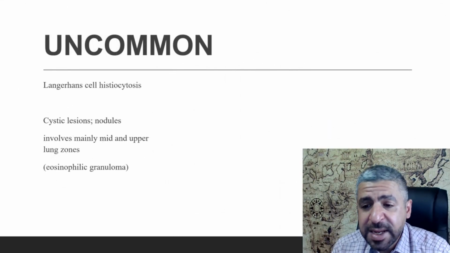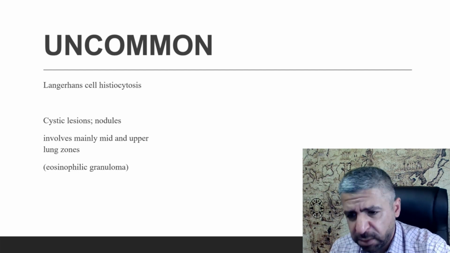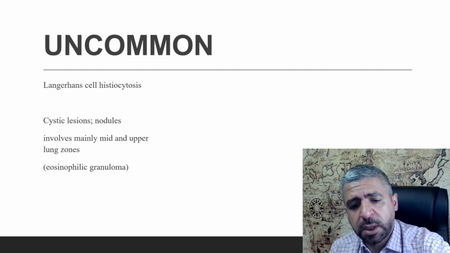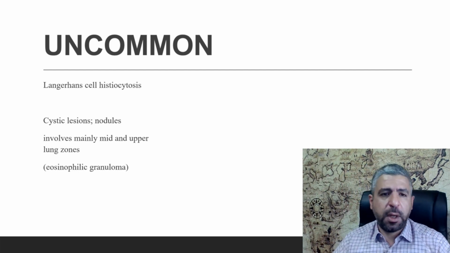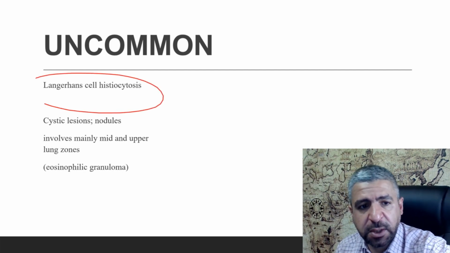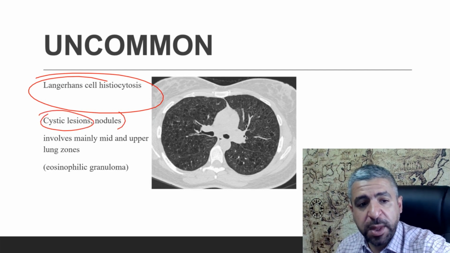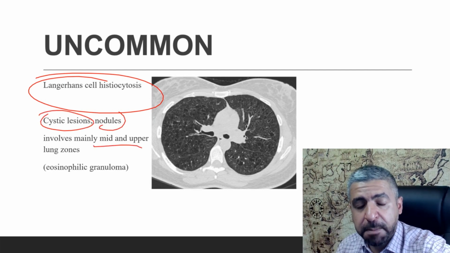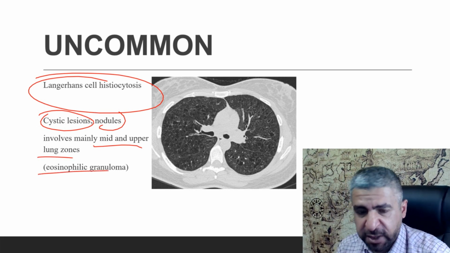The uncommon causes of air cysts, first of all, we will talk about the two most known conditions. The first one is Langerhans cell histiocytosis, in which we will see cystic lung lesions with nodules. It involves mainly mid and upper lung zones. And in fact, these are eosinophilic granulomas.